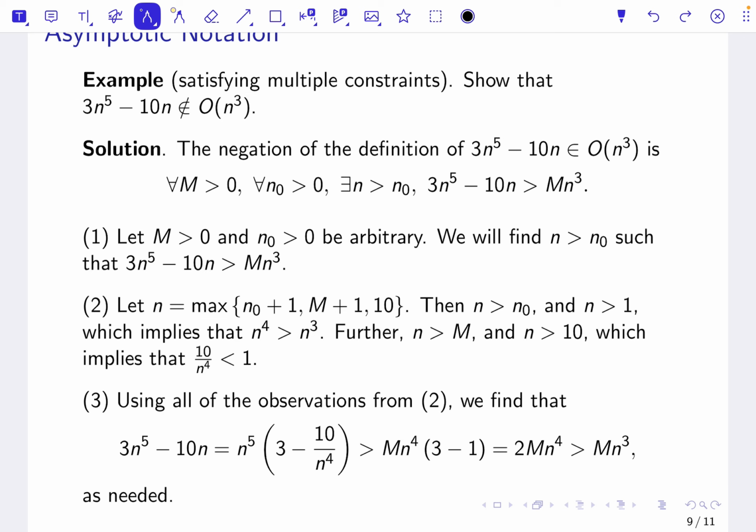3n to the 5 minus 10n is not in big O of n cubed. What does that mean? Well, you could use the intuition that big O roughly means less than or equal to. This is saying that 3n to the 5 minus 10n is not less than or equal to n cubed. So strictly greater than? Kinda.